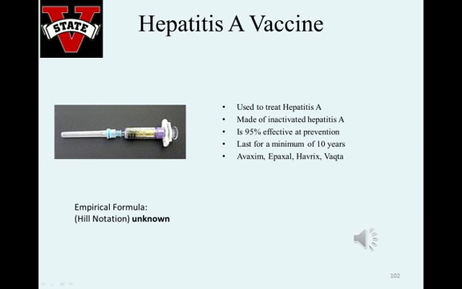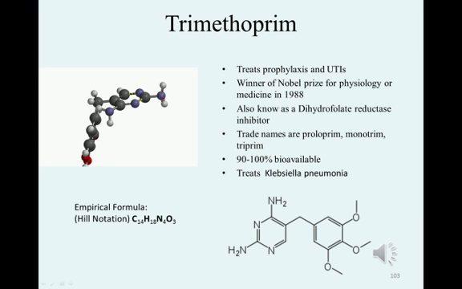Trimethoprim. Trimethoprim is used to treat prophylaxis and UTIs. It contributed to the win of the Nobel Prize for Physiology and Medicine in 1988. It is a dihydrofolate reductase inhibitor. It also treats Klebsiella pneumonia.